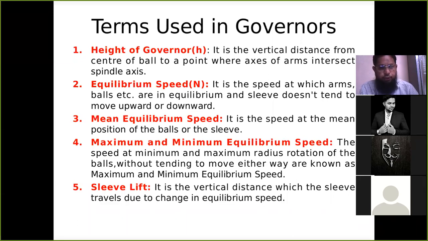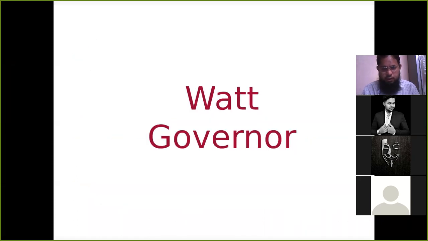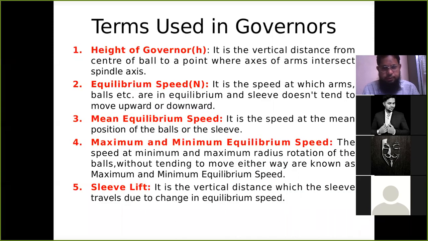Okay, again I instruct you to write all these 5 definitions. I give you a few minutes. You write these definitions and then, okay, let's move to the next slide. So 2 minutes more. You want to write? Yes. Okay. Yes, sir. I wait for 2 more minutes.